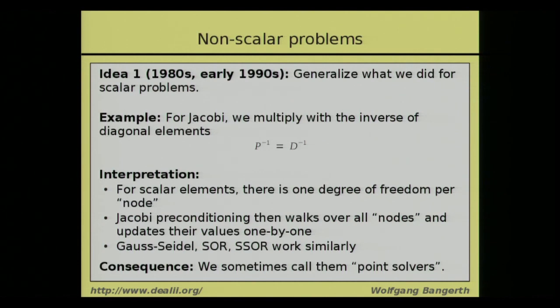And then essentially what the Jacobi preconditioner does is it walks over all of the nodes from 1 through n and updates the value of the solution at this point based on just the residual that I can compute there, and I get the residual at this point based on just the local neighborhood.